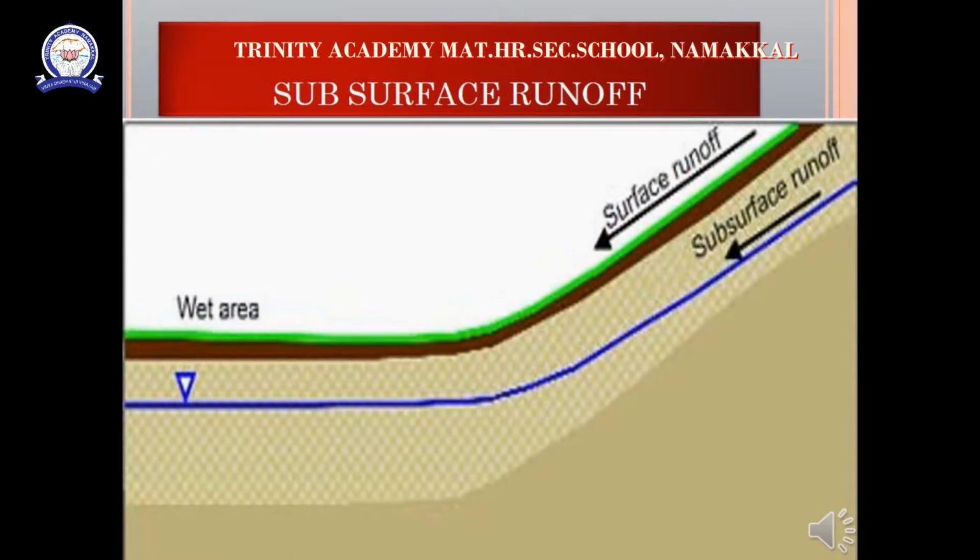Next, subsurface runoff. The water that has entered the subsoil and moves laterally without joining the water table to the streams, rivers or oceans is known as subsurface runoff. The subsurface runoff is also known as interflow.